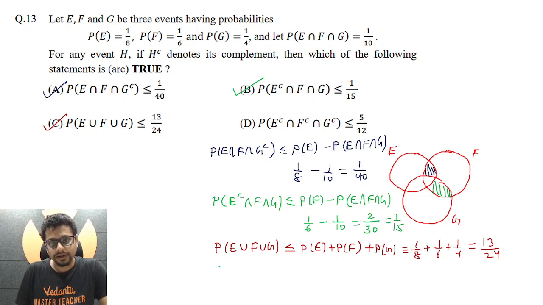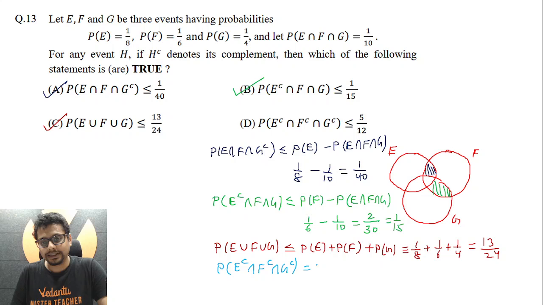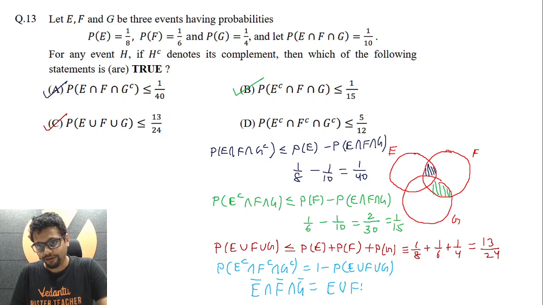Now coming to the D part, probability of complement of E intersection complement of F intersection complement of G is essentially 1 minus probability of E union F union G. Basically, this can be easily understood using De Morgan's theorem. E bar intersection F bar intersection G bar, where by bar I mean the complement, is essentially E union F union G whole bar. So probability of E union F union G whole bar is essentially 1 minus probability of E union F union G.